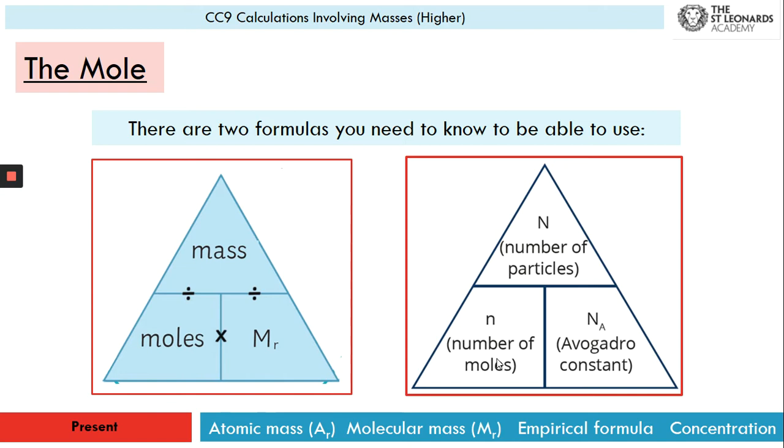Then the other equation that we have is going to be to do with the particles and Avogadro's constant. So if I wanted to work out the number of particles, I would do the number of moles times by Avogadro's constant. Okay, or if I know the number of particles for some reason, and I wanted to work out the number of moles, then I would do the number of particles divided by Avogadro's constant.